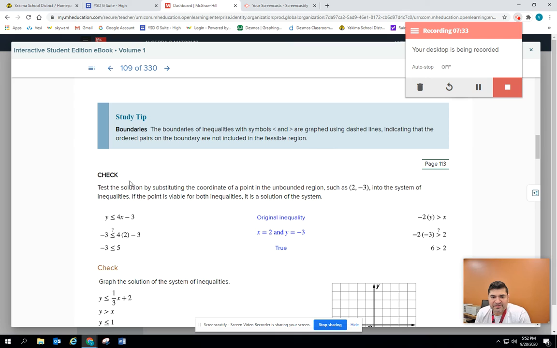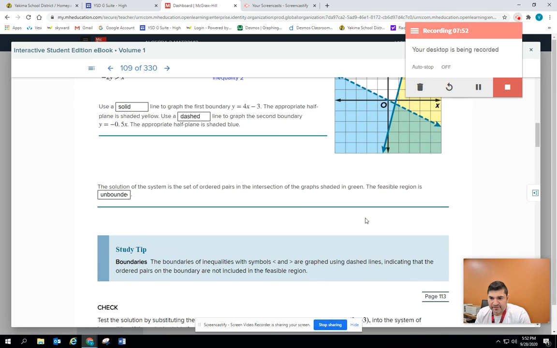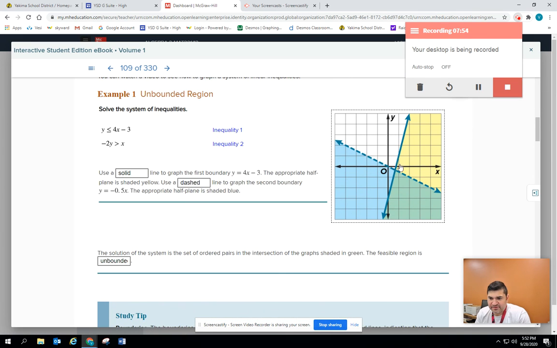Okay, and let's see, check. Test the solution by substituting the coordinates of a point in the unbounded region, such as 2, -3, into the system of inequalities. If the point is viable for both inequalities, it is a solution of the system. So they chose 2, -3. If we look over here, here's 1, 2, and then -3, 1, 2, 3. This is in our intersection.